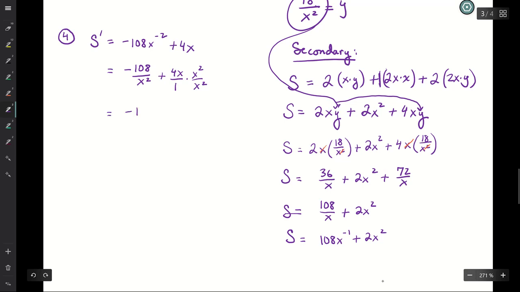So this would be negative 108. And I'm going to go ahead and combine these at this point. This would be plus 4x cubed. We now have this all over a common denominator of x squared.